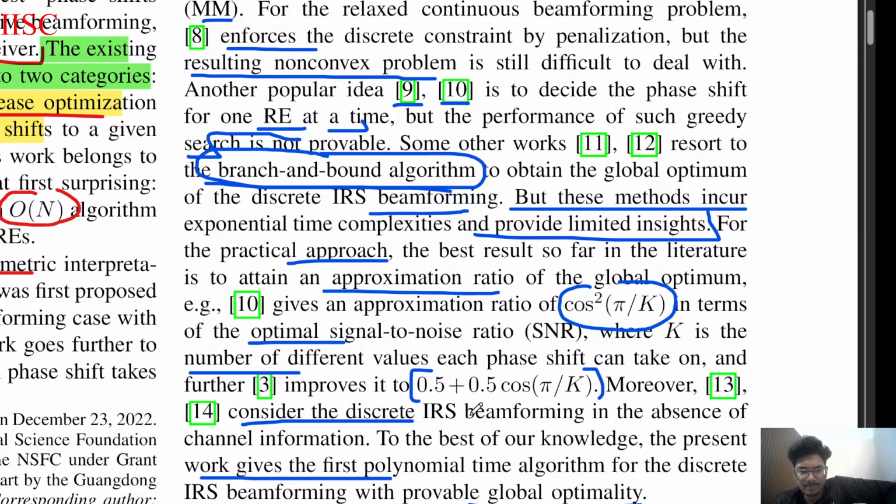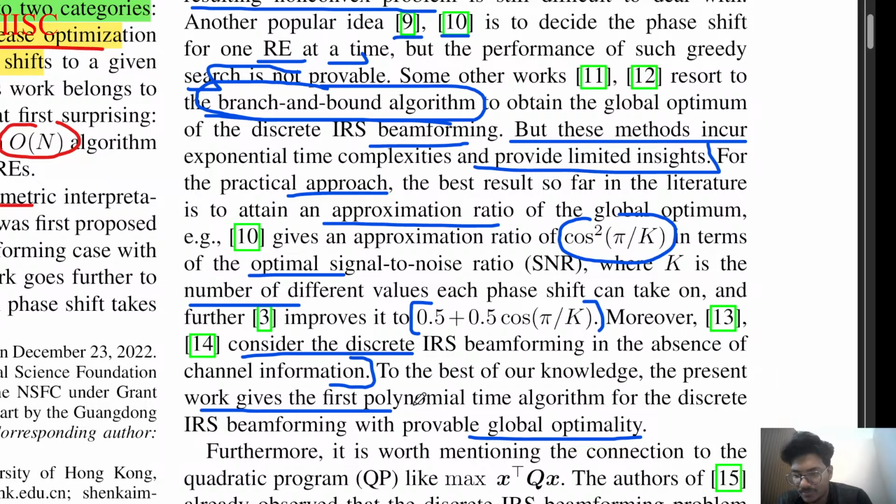Moreover, papers 13 and 14 consider discrete IRS beamforming in the absence of channel information. To the best of our knowledge, the present work gives the first polynomial-time algorithm for discrete IRS beamforming with provable global optimality.